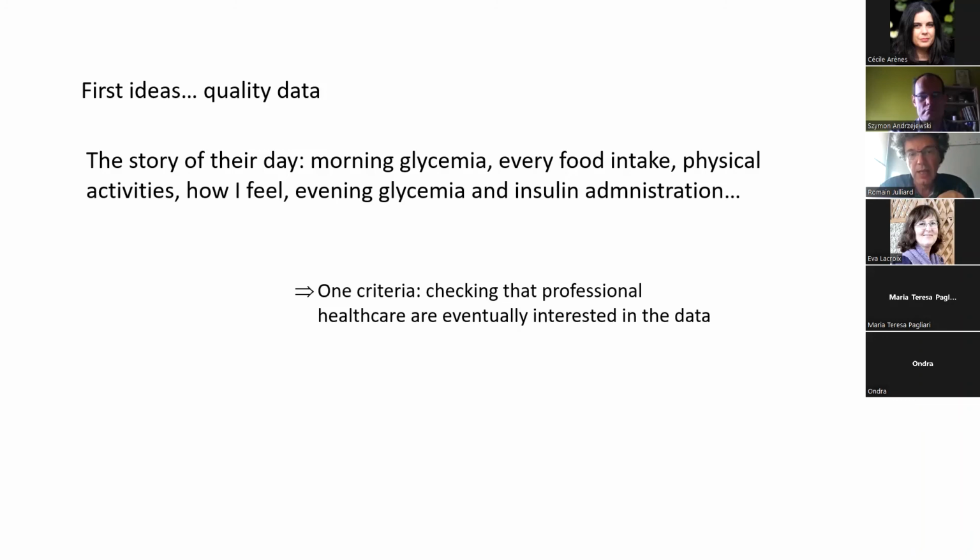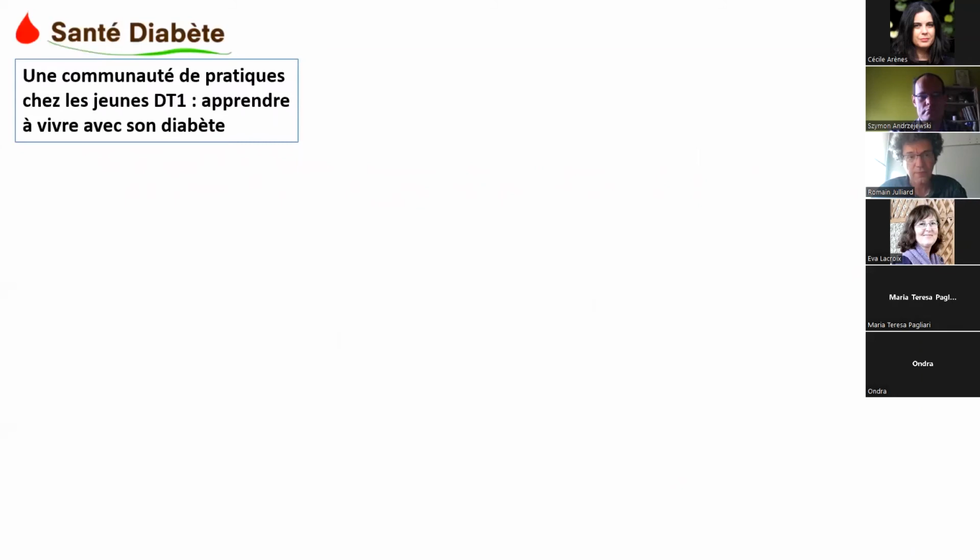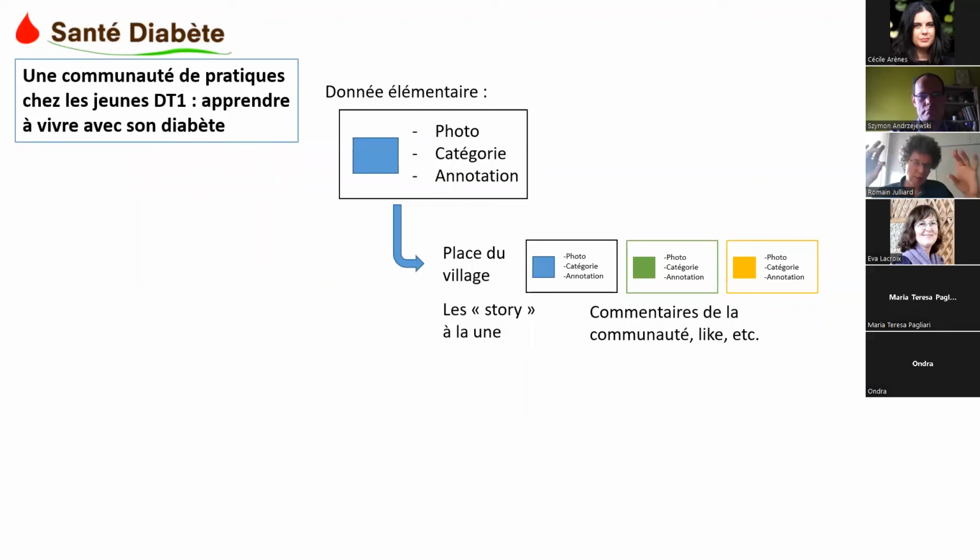And that they are eventually interested in the data. So currently it looks like that. The elementary data source in French is a picture which has some categories and annotation, and all this can also be done through voice recording, not necessarily written.